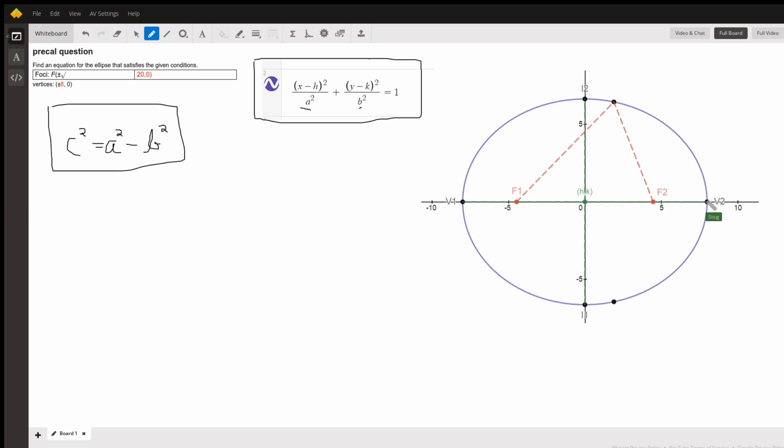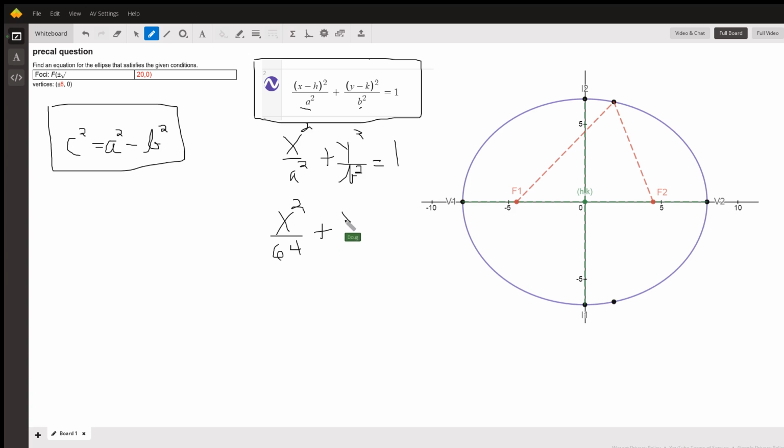Because the vertices are at (8, 0) and (-8, 0), the center of the ellipse has to be halfway between them. So the center of the ellipse is at (0, 0), the origin. That means we're down to x squared over a squared plus y squared over b squared equals 1. And we know that a is 8, the distance from the center to one of the vertices. So we get x squared over 64.